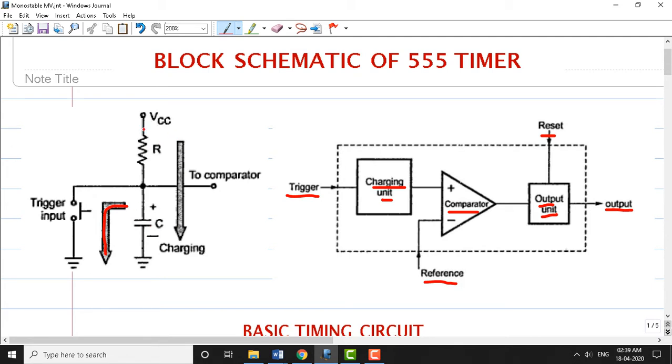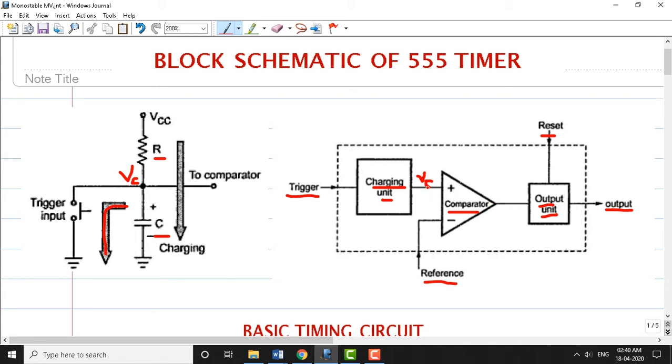So therefore, overall charging time constant is the product of resistance and capacitance here. So this is going to be a time constant, charging time constant of capacitance. So VC, the voltage across capacitor, is nothing but the input to the comparator here. So comparator compares the voltage which is coming here, VC, and the reference voltage. So based on this, the decision is accordingly made.